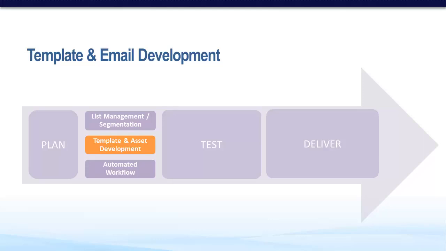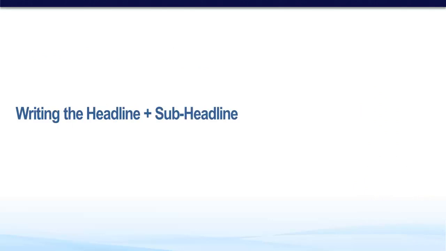The template and asset development section of the build phase is changed in the advanced campaign build. We now need to consider the creation of further assets such as landing pages. In this section, we're going to mock up a landing page. The first part of mocking up a landing page is writing the headline and subheadline.